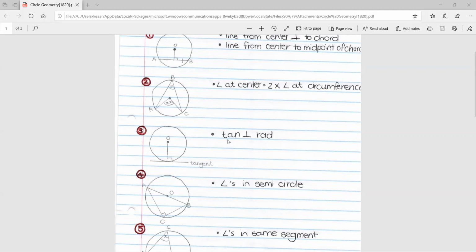Then we move on to tan perpendicular to rad. If they give you the radius and the tangent, we know that this angle will be 90 degrees. They can just tell you that O is the center and that this line is the tangent. You can then say, therefore, this angle is 90 degrees, in brackets, tan perpendicular to rad. Rad standing for radius, tan standing for tangent. A tangent is a line that touches the circle at one place only.